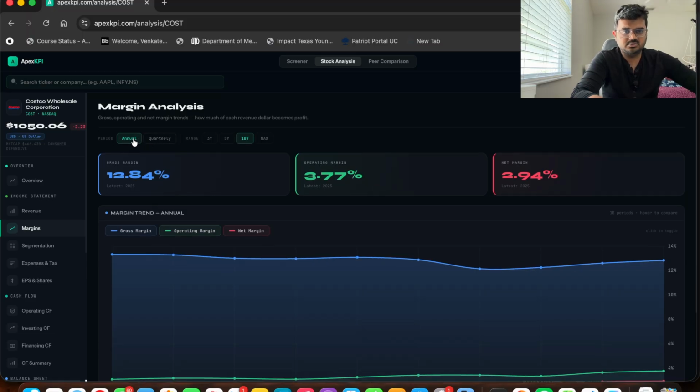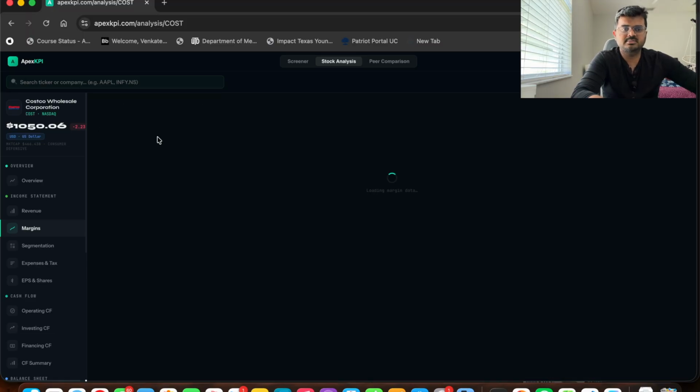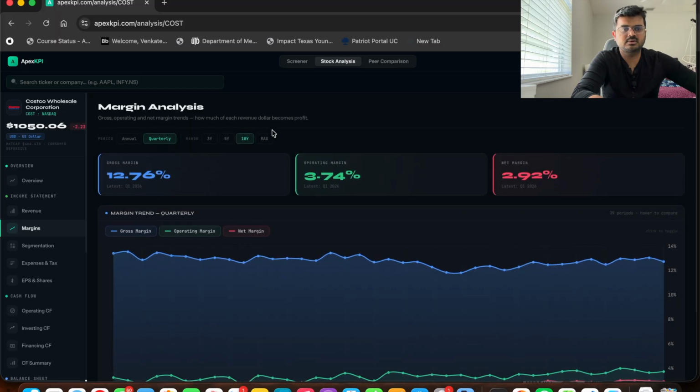Even in the margins, you can look at it in two ways, either the annual margin or quarterly margin, but I always prefer to look at quarterly margin, and again 10 years. Again, a quick snapshot before looking into the chart. Gross margin is 12.76% as of quarter 1 of 2026, and the operational margin is 3.74%, again as of the same time frame, quarter 1 of 2026, and the net margin is at 2.92%.